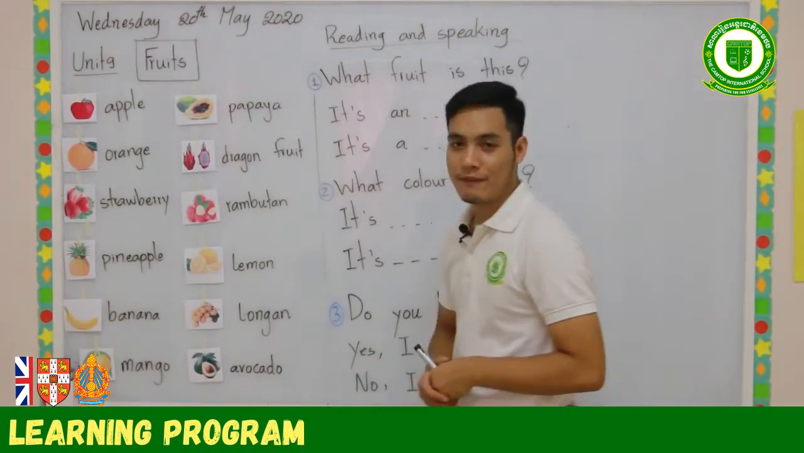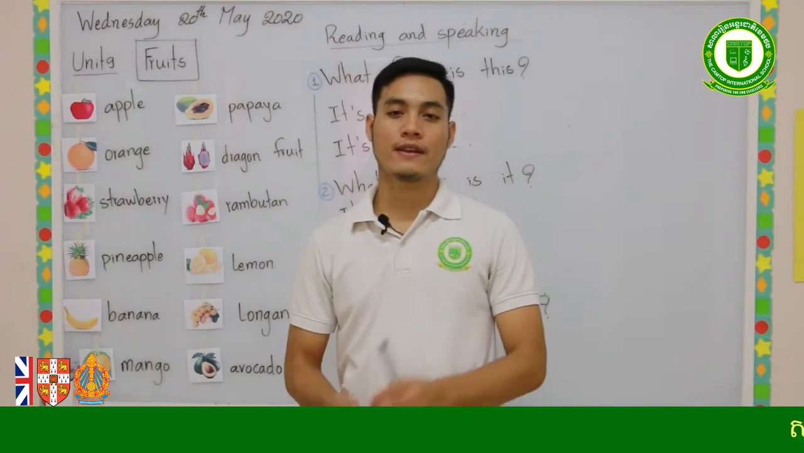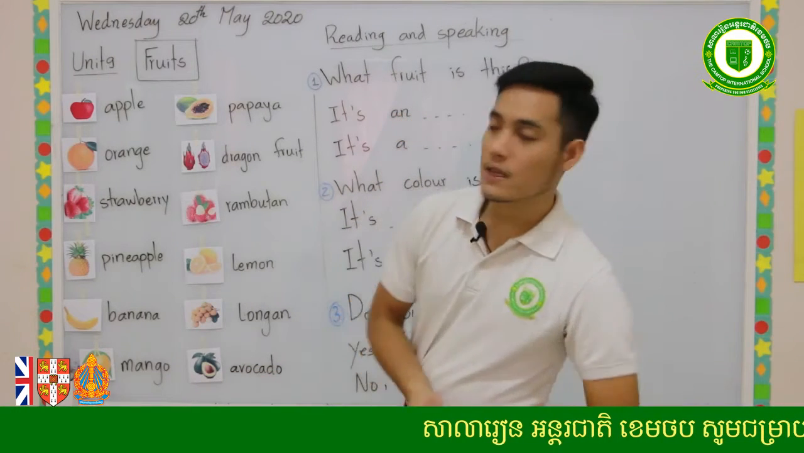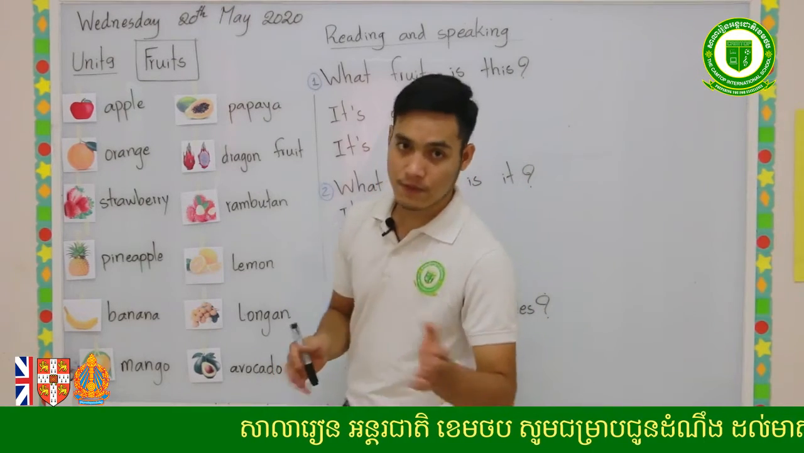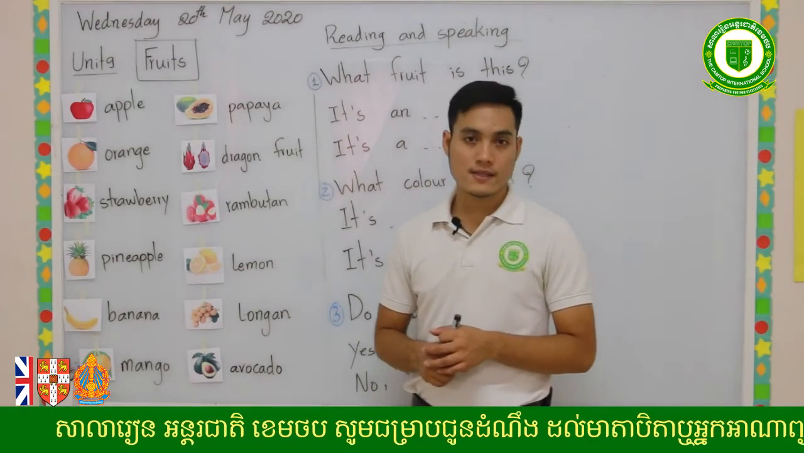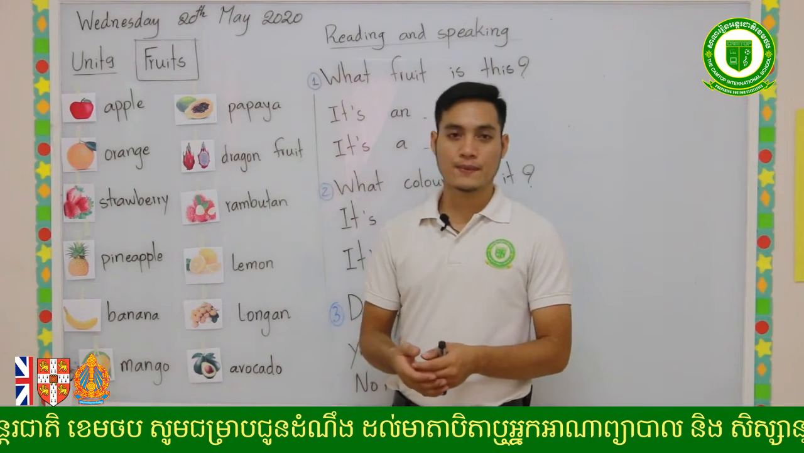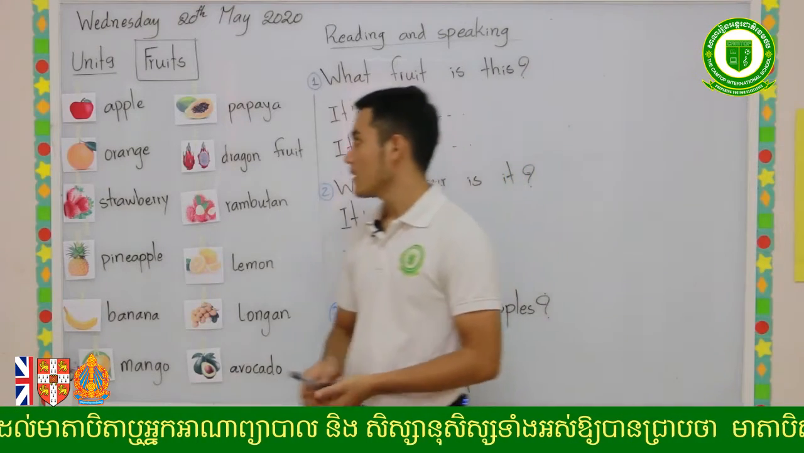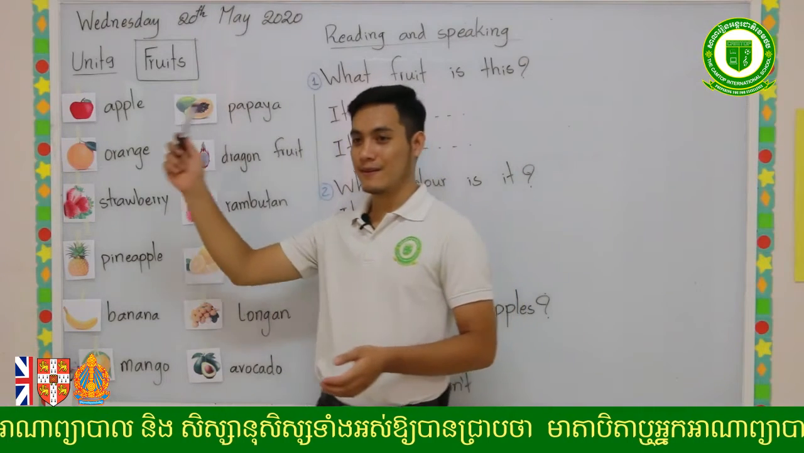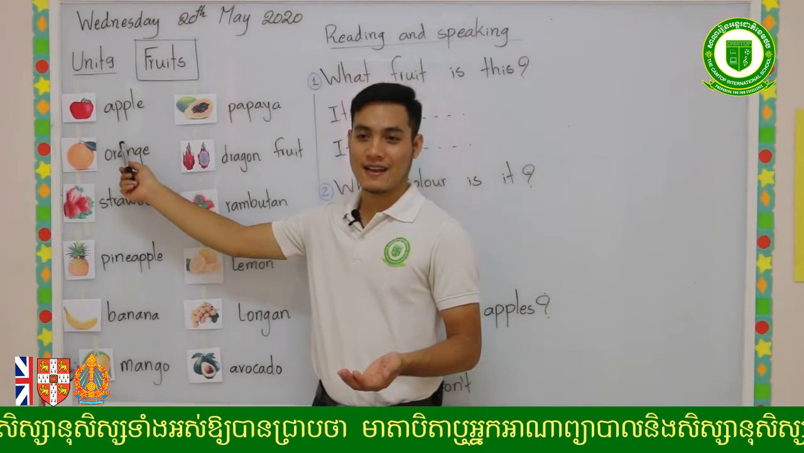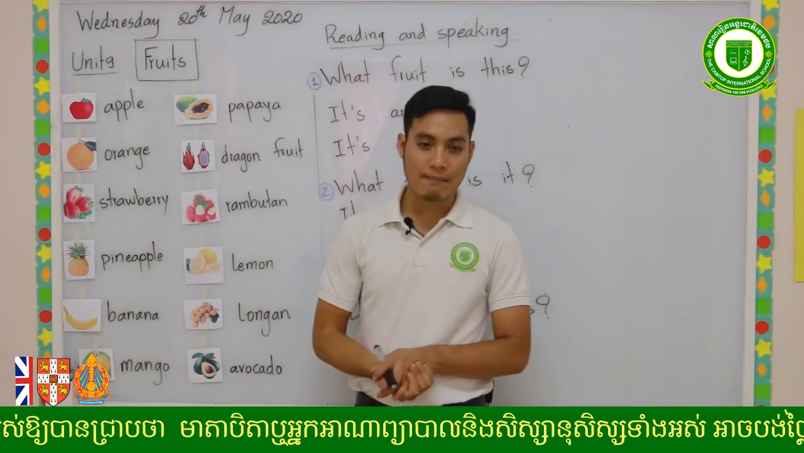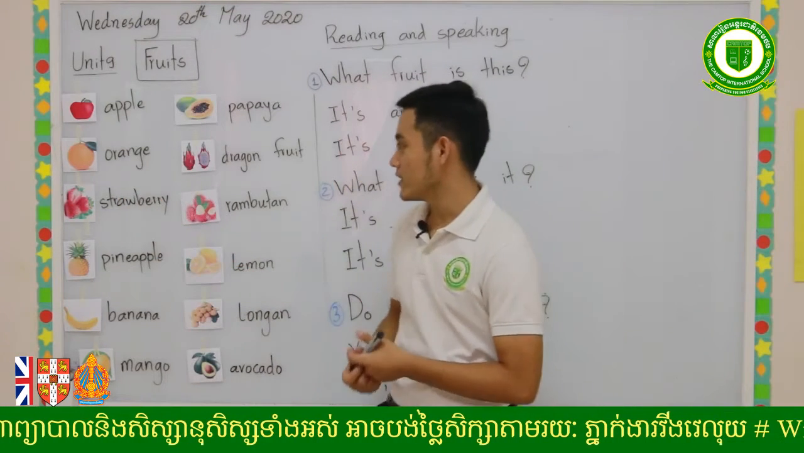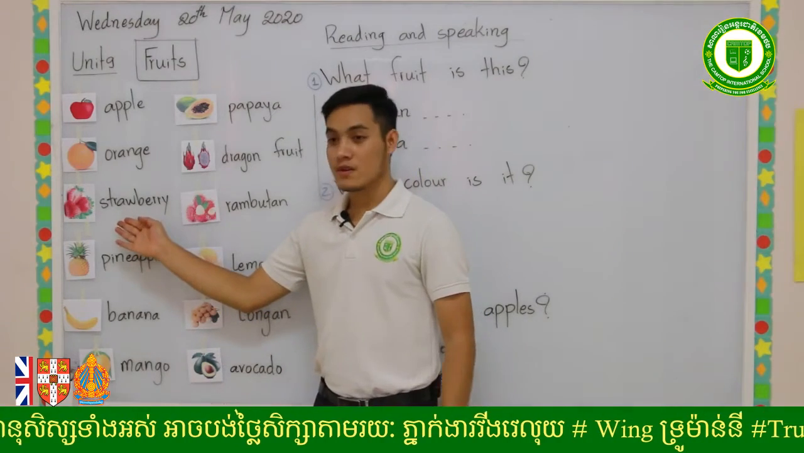Okay, so before we go into page 31 with reading and speaking, let's review what you have learned. From the first video, you have learned words that are related to fruits. So let's read together. What's this? Apple. Okay, apple. Okay, Chai, what's this? Orange. Okay, orange. And this one is, everyone, strawberry.